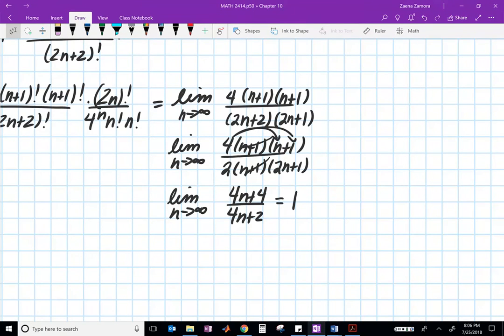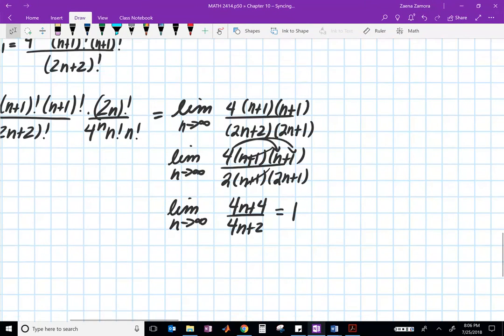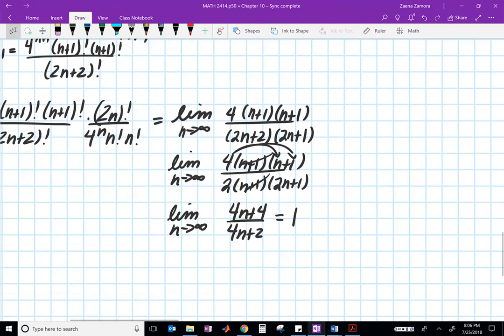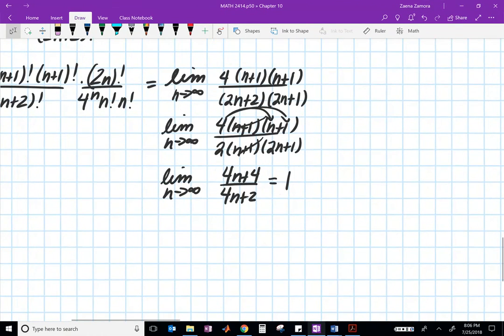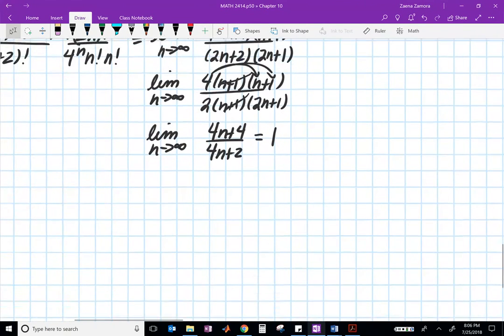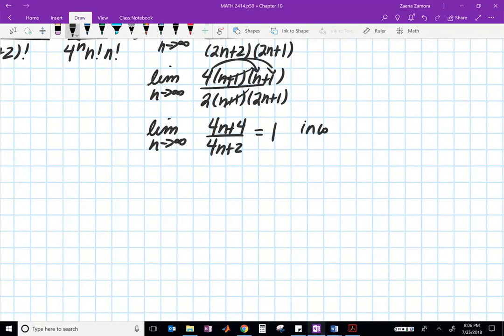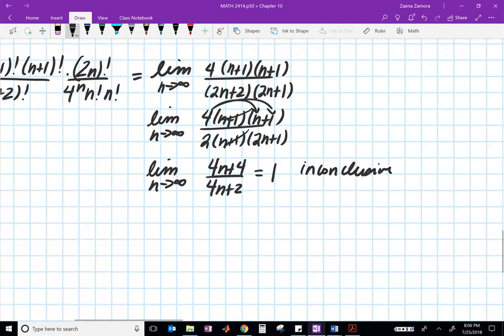So what does that mean? Read it again. It doesn't tell you anything. You did all that work for nothing. All right, it's inconclusive. Yeah, inconclusive.